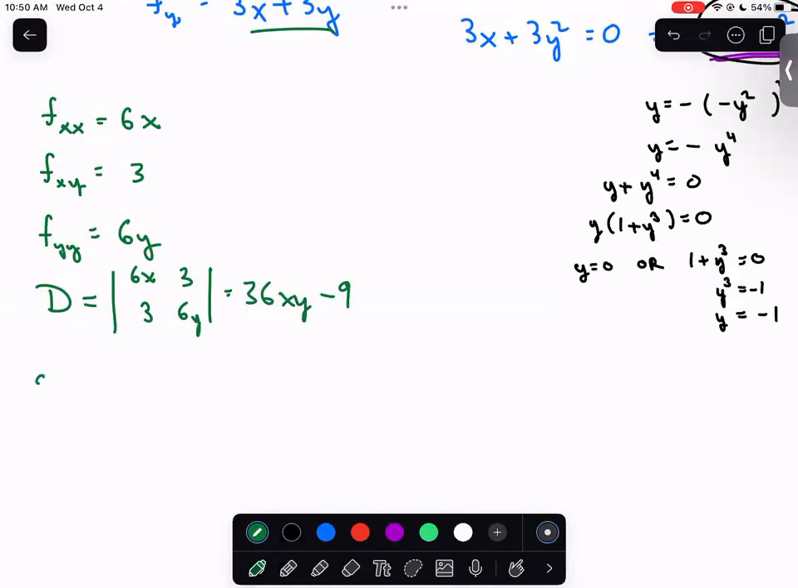So for instance, when we are at the point 0, 0, we're going to have d of 0, 0 is equal to -9. Right? So once I plug in 0 for x and 0 for y, I get -9. That's going to be less than 0. So 0, 0 is yet again a saddle point.